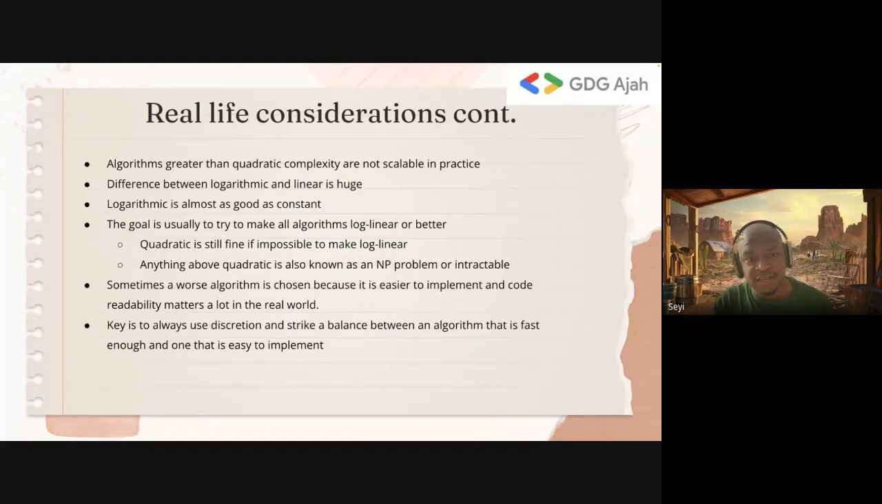But in the real world, again, sometimes the worse algorithm is chosen because it's easier to implement. Code readability also matters in the real world. So the key is to always use discretion and strike a balance between an algorithm that is fast enough and one that is easy to implement.